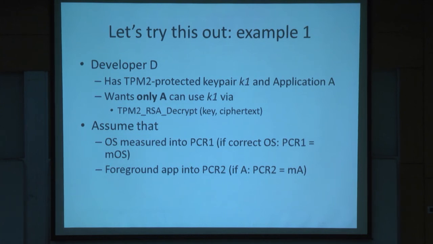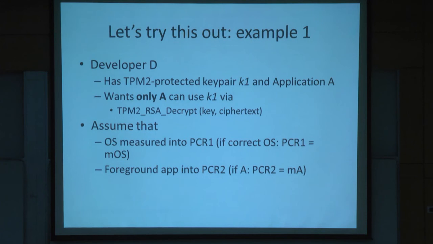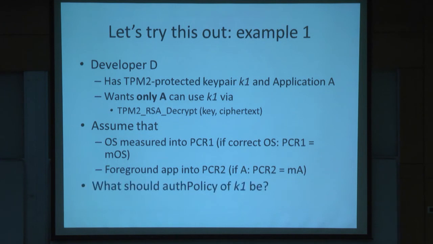And let me also make the other simplifying assumption that in most mobile devices, at any time one application has the foreground, and we can arrange it so that the operating system will measure the application that is currently holding the foreground and extend that value into PCR2. So let's say that if application A is running in the foreground, then PCR2 will have value MA, right? So if this is the policy that we want to enforce for access to that key, then the question is what should be the auth policy of this key?